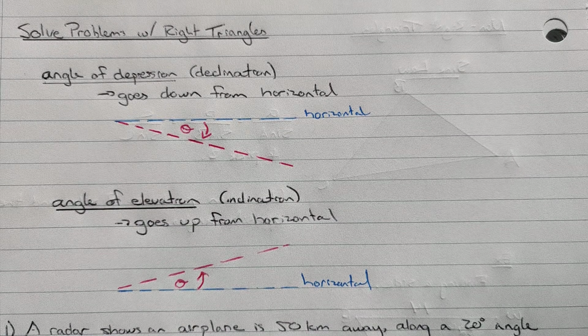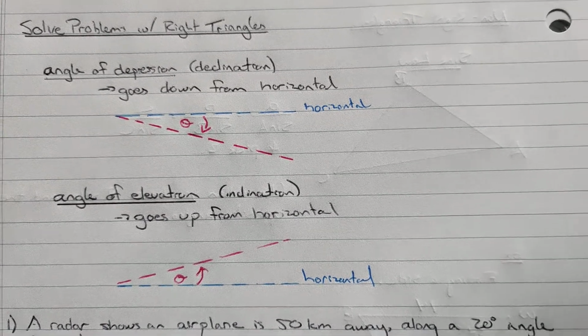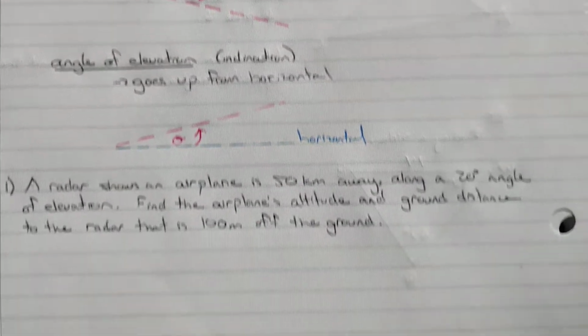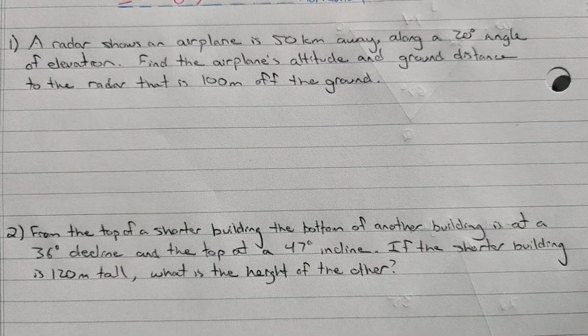In the case of an angle of elevation or inclination or incline, starting from straight out, you're going up from that horizontal, so you're looking upwards. So a couple questions using these concepts and the trigonometric ratios that we've been discussing in the previous video.